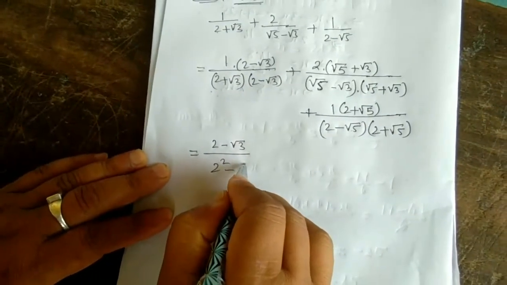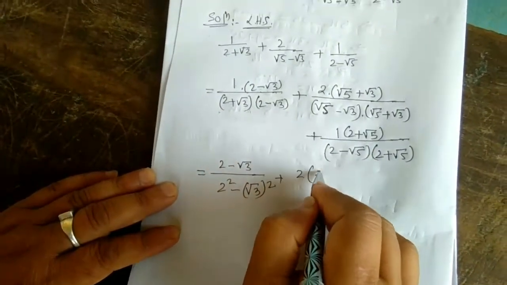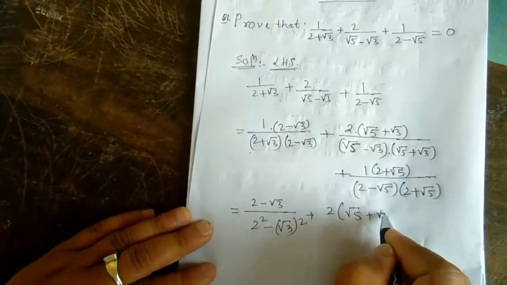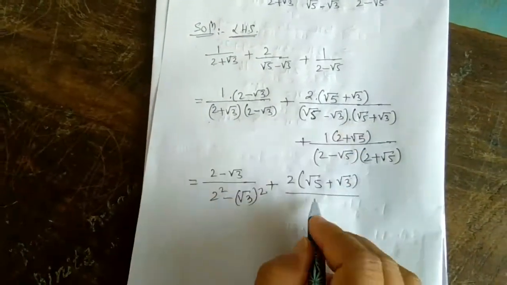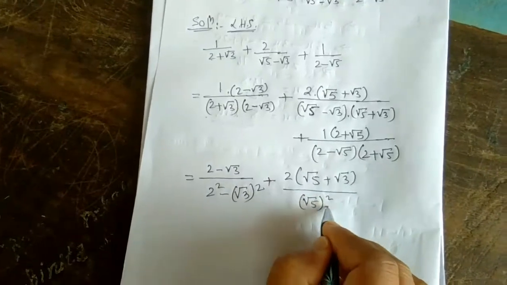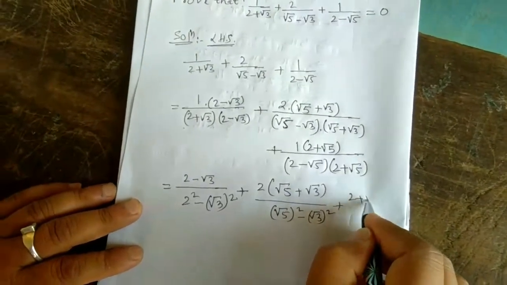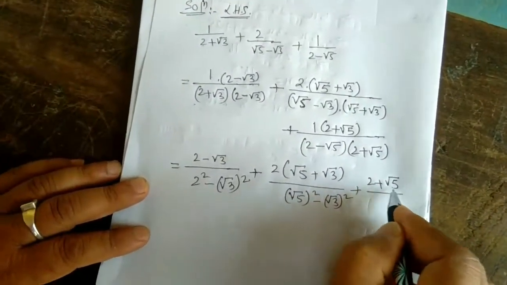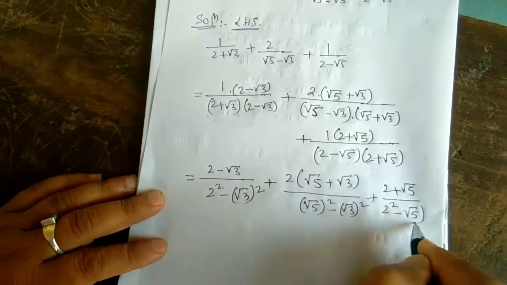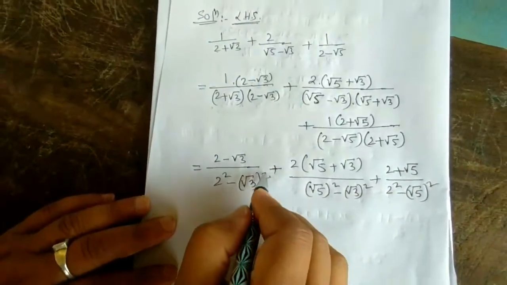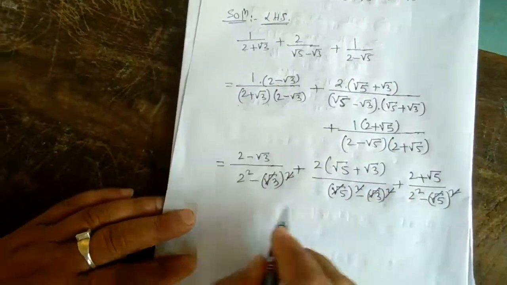a minus b into a plus b, so it is a square minus b square. 2 will remain as it is, root 5 plus root 3, a minus b into a plus b, so formula will be a square minus b square, plus 2 plus root 5 by a minus b into a plus b, a square minus b square. Okay, square and root cancel.